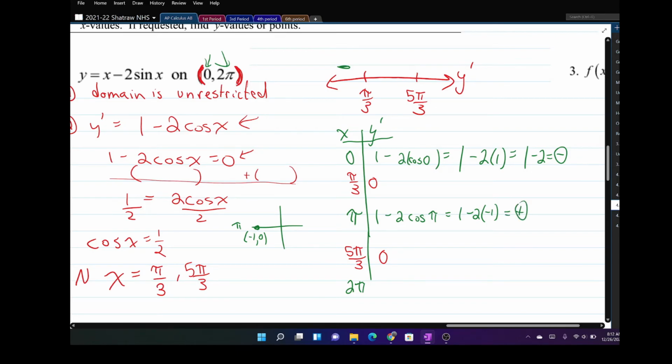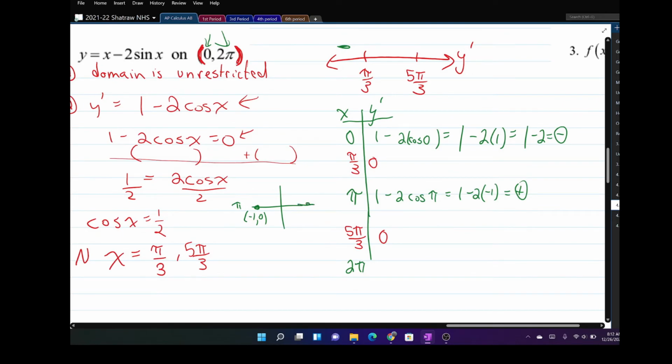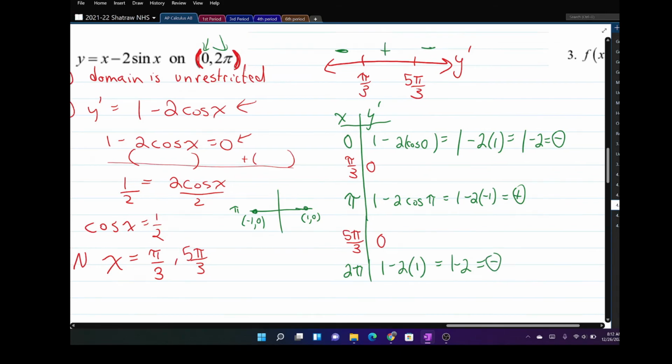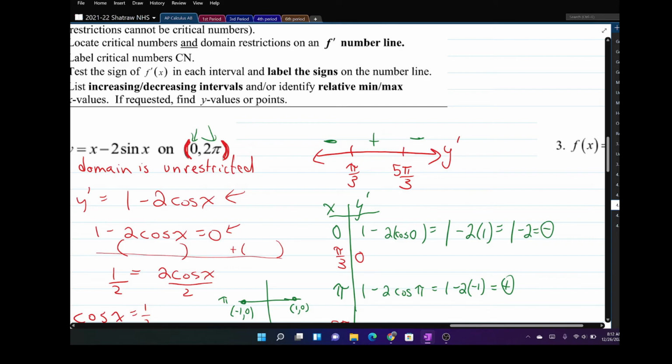And then down here at 2 pi, well, what was cosine? Cosine would be 1 and 0. So right here I have 1 minus 2 times cosine of 2 pi, which is going to be a positive 1. And then I get 1 minus 2, which ends up being a negative number. And so there's my positive, there's my negative. And I like to just kind of draw it to remind myself.